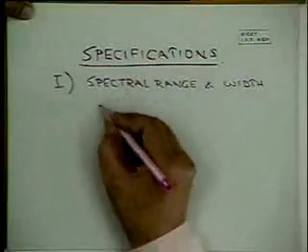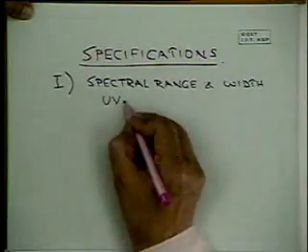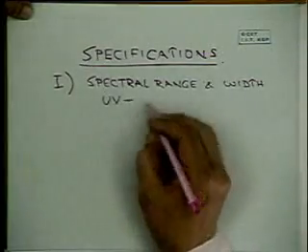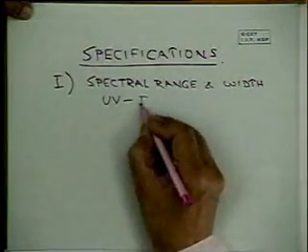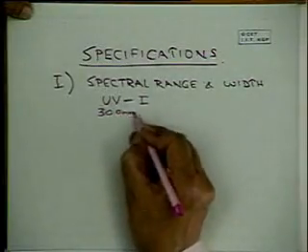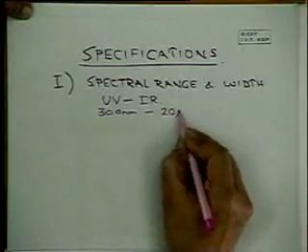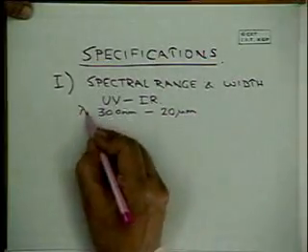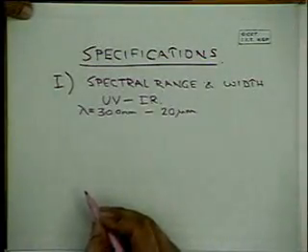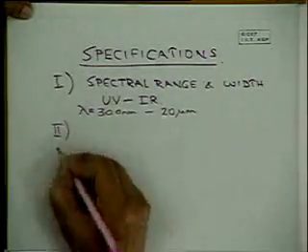Spectral range, typically, there are detectors that go right from UV to microwave or millimeter wave, but we shall mainly consider from the UV, say 300 nanometers, to a wavelength in the IR of the order of about 20 microns. So this is one prime consideration in the choice of detectors.